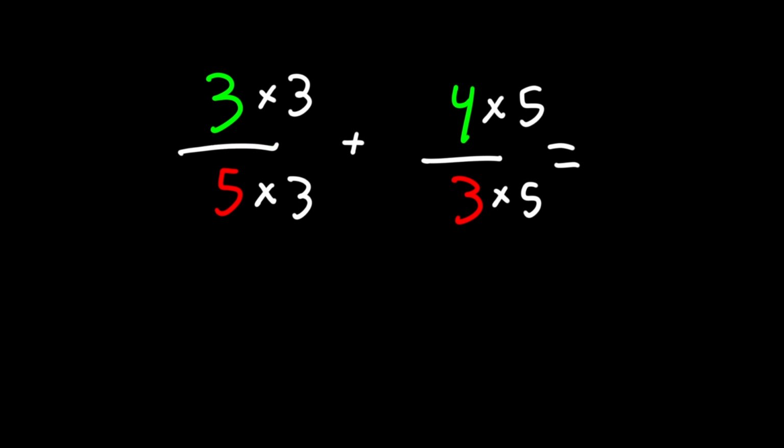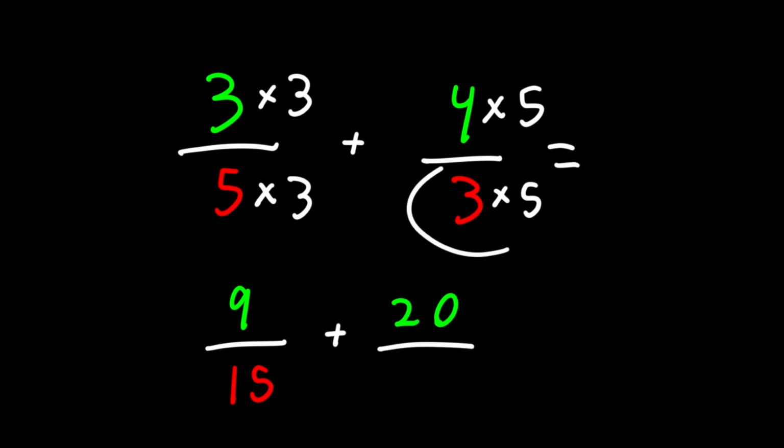3 times 3 is 9. And the denominator is 5 times 3, which is 15. Four times 5 is 20. The denominator is 3 times 5, which is 15.